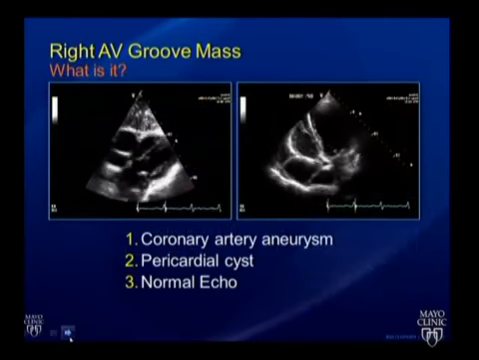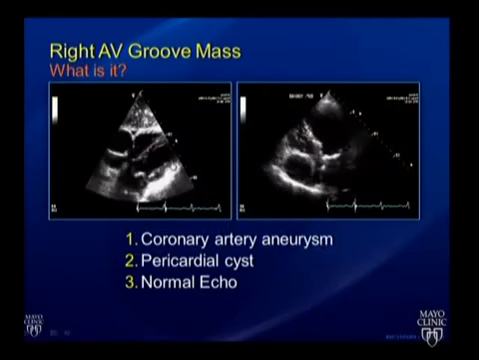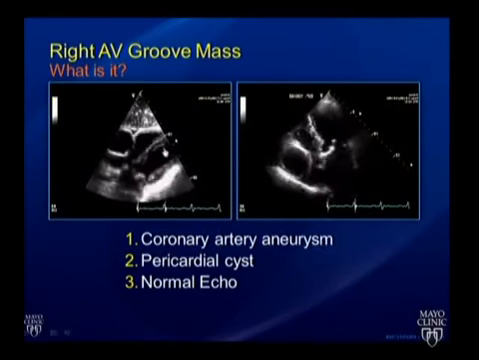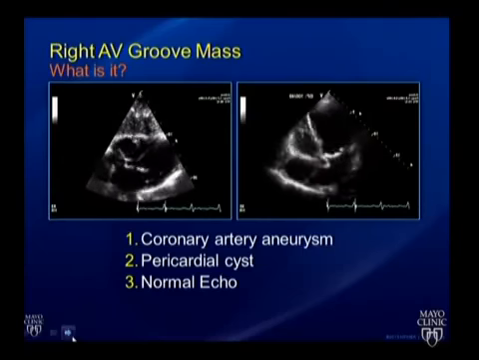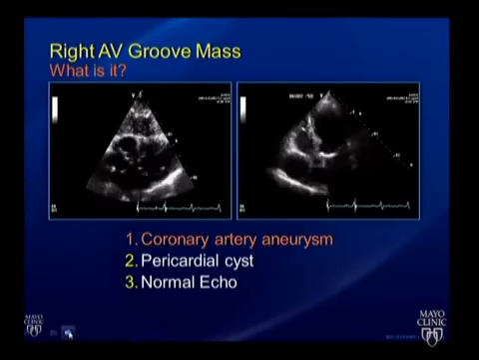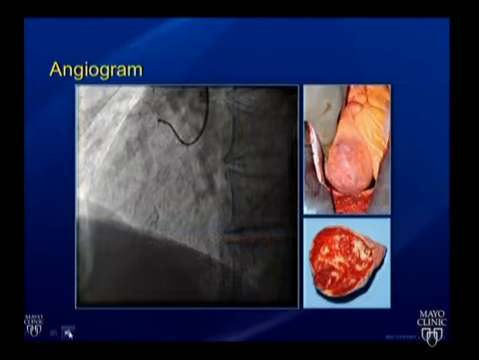Here's another AV groove mass. This is subcostal. Here's liver, right ventricle, right atrium, left ventricle. You see something here and here. Okay, it's a coronary artery aneurysm.